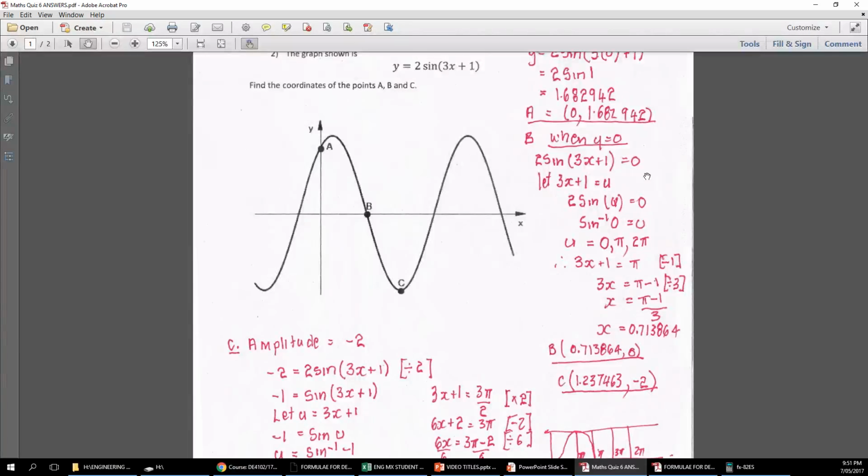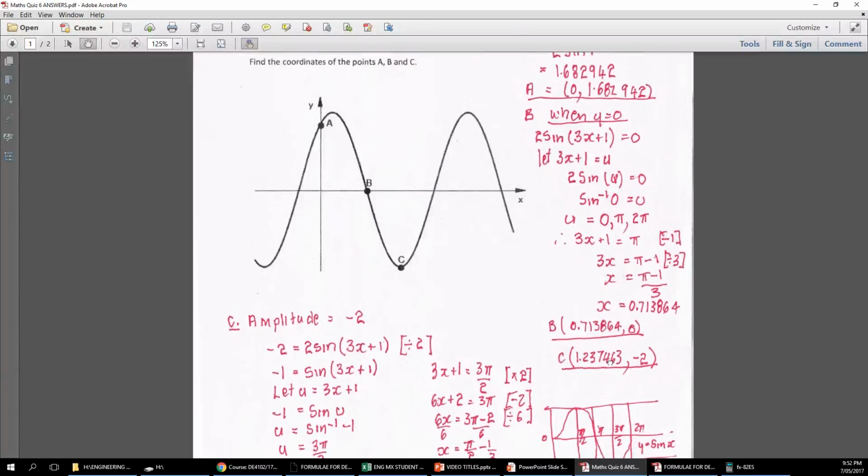So that would then mean that 2 sine u equals 0. And obviously, as long as sine u is equal to 0, the whole thing will be 0. So the 2 sort of gets taken out of the equation. And so we get sine u equals 0. So sine to the negative 1 of 0 equals u.